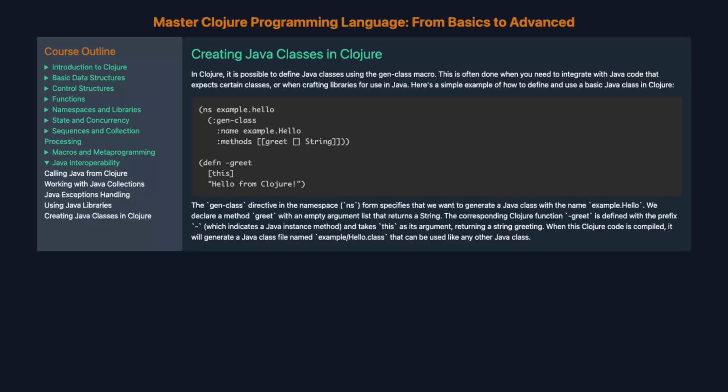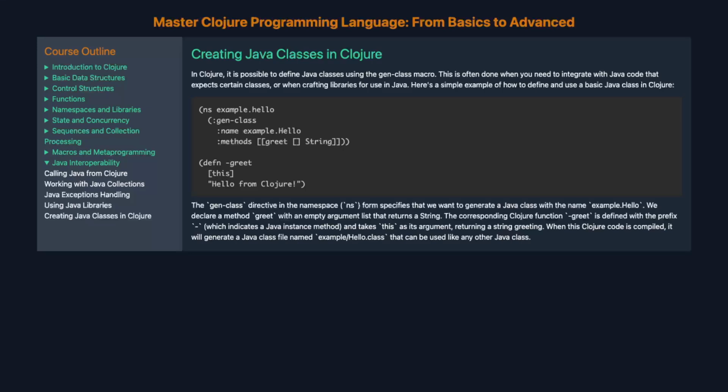In Clojure, it is possible to define Java classes using the gen-class macro. This is often done when you need to integrate with Java code that expects certain classes, or when crafting libraries for use in Java. Here's a simple example of how to define and use a basic Java class in Clojure.